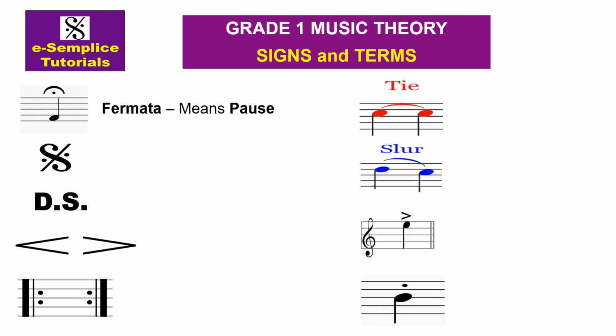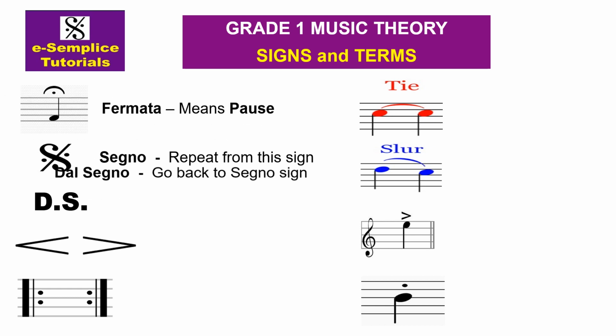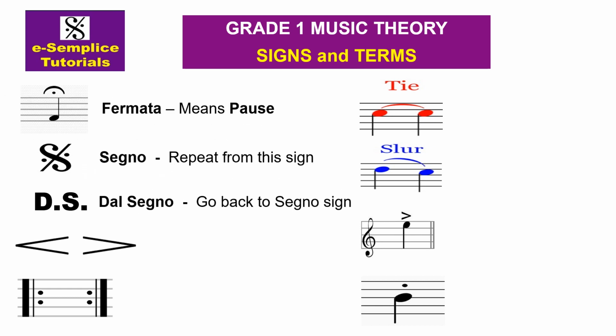The first sign there is fermata, and it means pause. Then we have segno sign. This sign means repeat from this sign. Dal segno means go back to segno sign. That is, wherever you find DS, go back to segno sign and repeat from there.